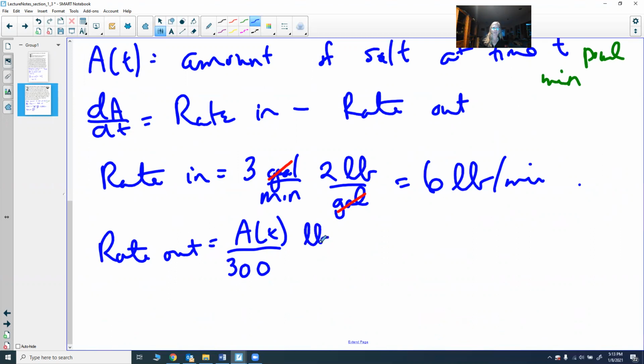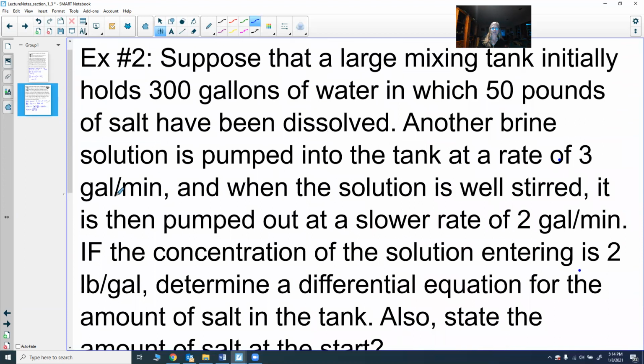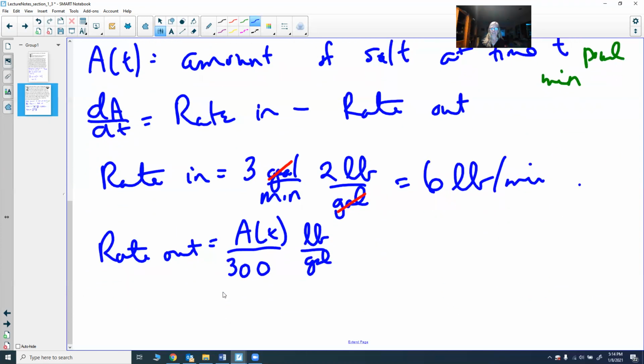All right, so we have that information, and this is pounds per gallon. But again, I need to do a little bit more work here, because I need to end up with pounds per minute. So I've got to figure out how many gallons are going out per minute. So that's the next question: how many gallons are coming out per minute? One thing I notice is it's going in at 3 gallons per minute. It's coming out at 2 gallons per minute. So the net change is 1 gallon per minute.